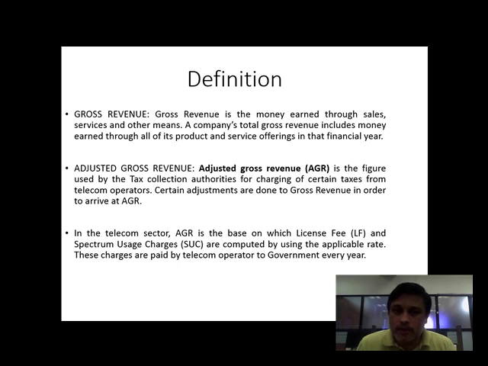The adjusted gross revenue or AGR is the figure used by the tax collection authorities for charging of certain taxes from telecom operators. Certain adjustments are done to gross revenue in order to arrive at the AGR value. In the telecom sector, AGR is the base on which license fee and spectrum usage charges are computed by using the applicable rate. These charges are paid by telecom operators to the government every year.